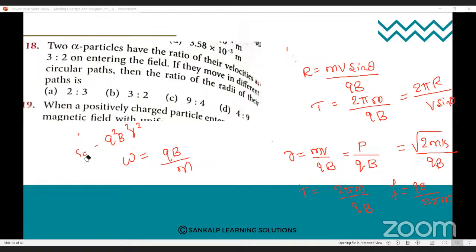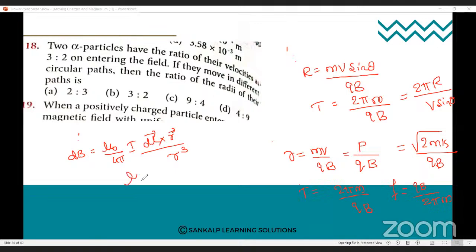So you complete that. Here I'll write the formula due to the Biot-Savart law. According to Biot-Savart law, dB is equal to mu naught upon 4 pi, I dl cross r divided by r cube, or we can take it as mu naught upon 4 pi, I dl sin theta upon r square. And if you want the value, mu naught upon 4 pi will be 10 raised to minus 7.